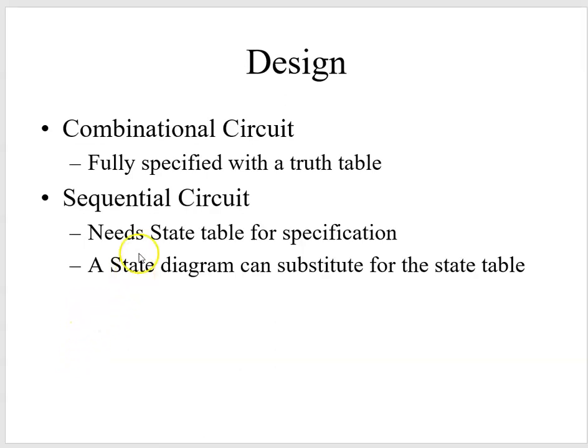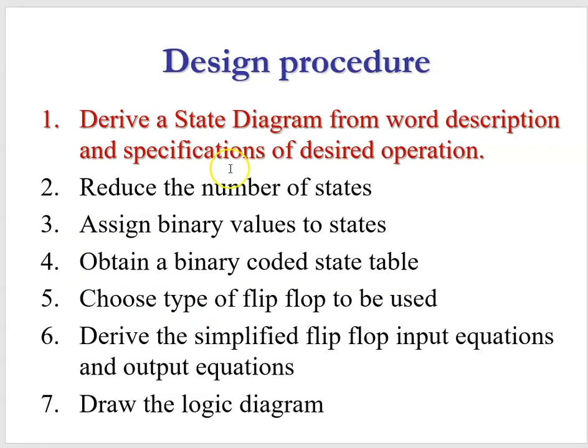For a combinational circuit, our first step of design is a fully specified truth table. For a sequential circuit, we need a state table for specification, or a state diagram is typically what you end up with when you first design the circuit, and then go to a state table. So our design procedure, the first step is to derive that state diagram from the word description, whatever you're given, and the specifications of the desired operation.